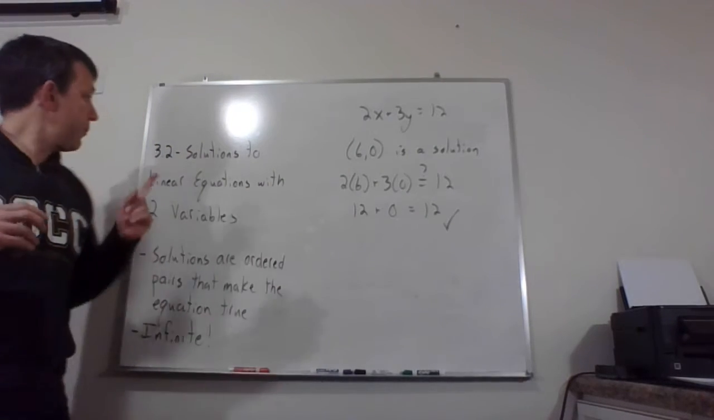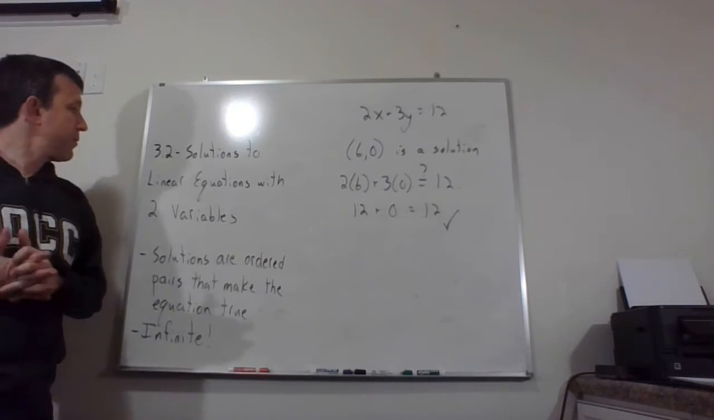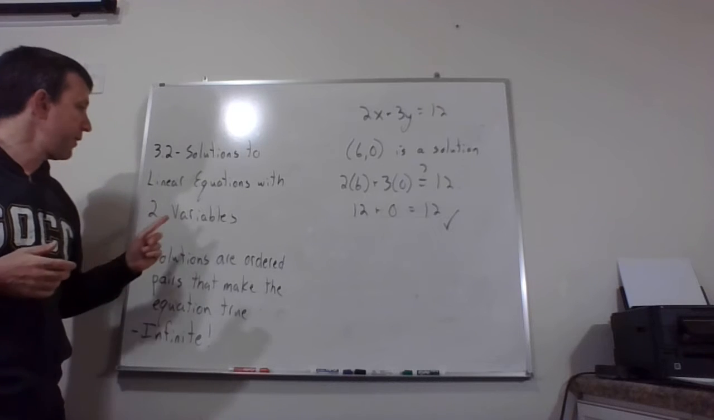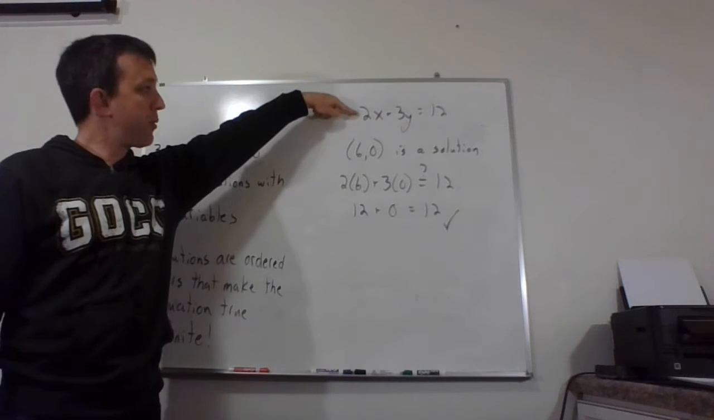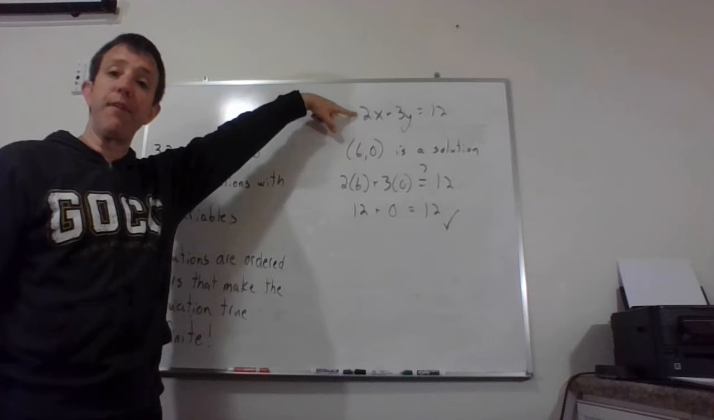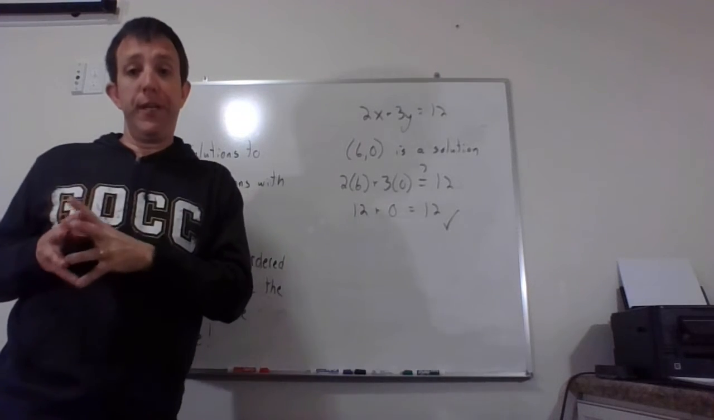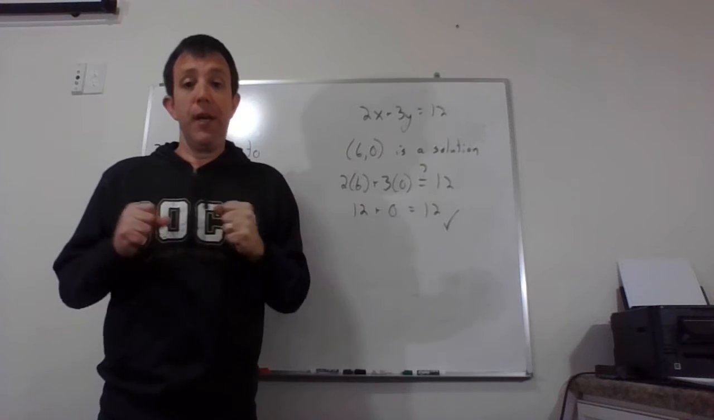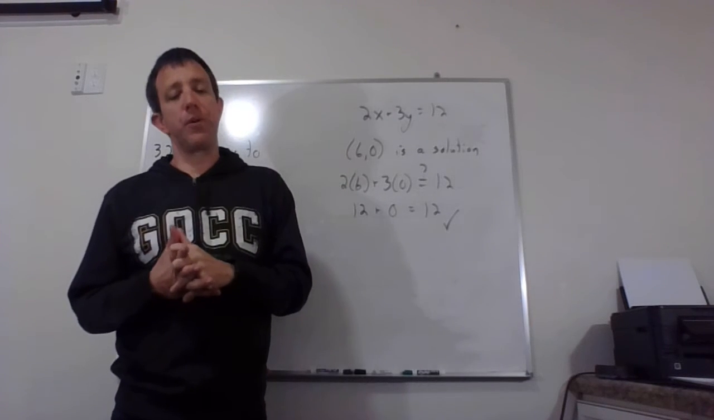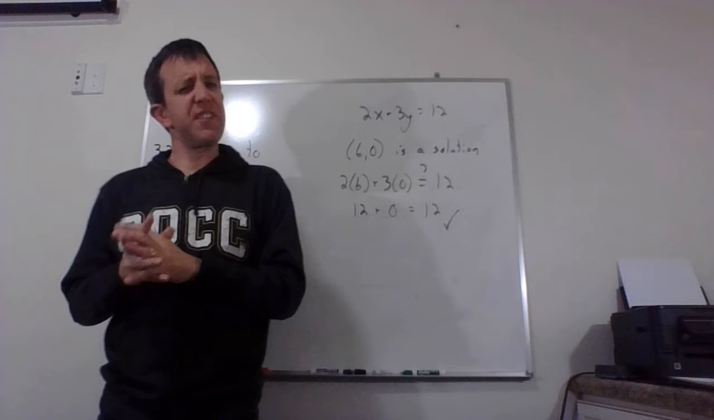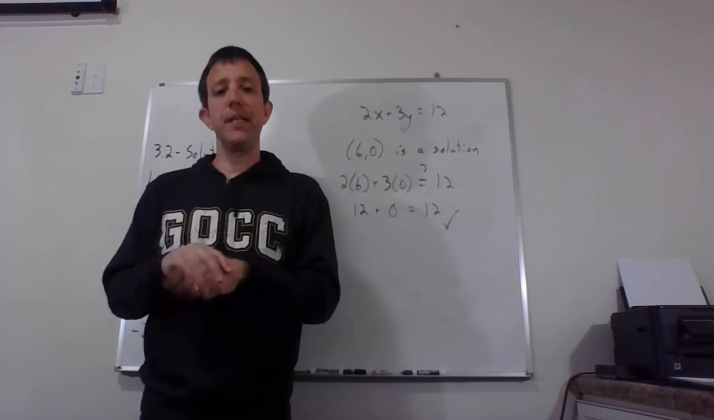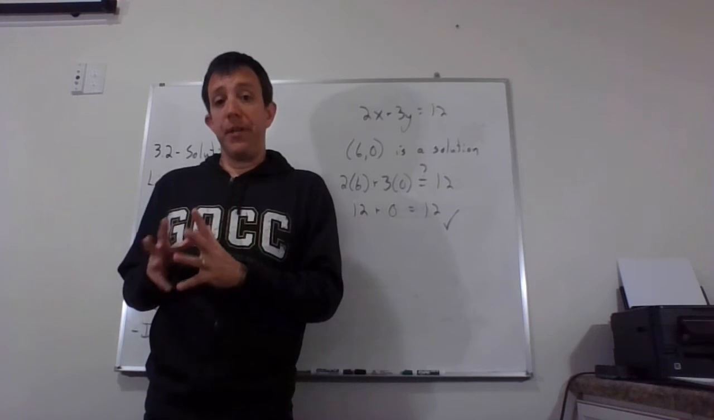All right, so we're going to look at section 3.2, solutions to linear equations in two variables. A linear equation with two variables is something like this that I have up here: 2x plus 3y is equal to 12. Our end goal here is to be able to graph lines. And we'll see why these are lines shortly, either in this section or probably in the next section. But our end goal here is going to be to graph lines.